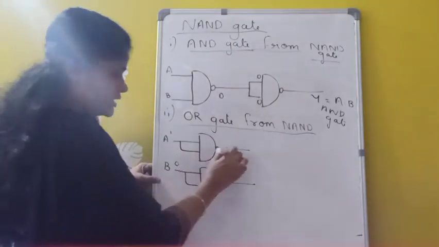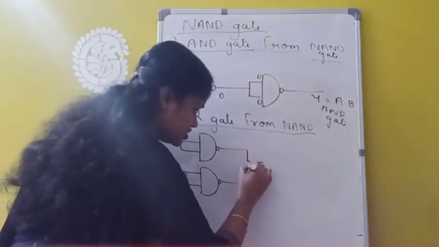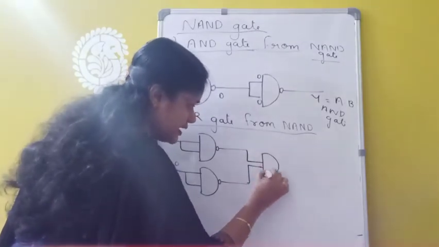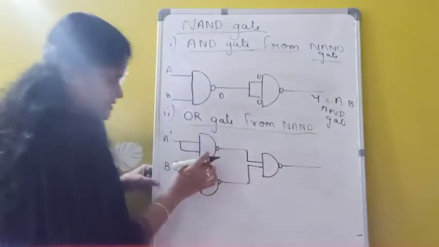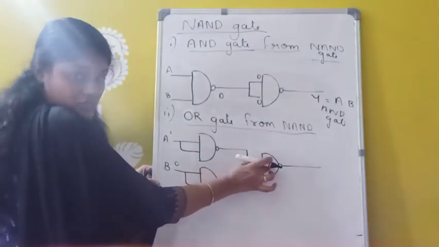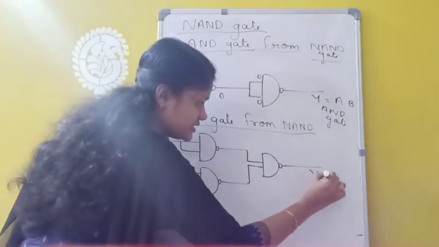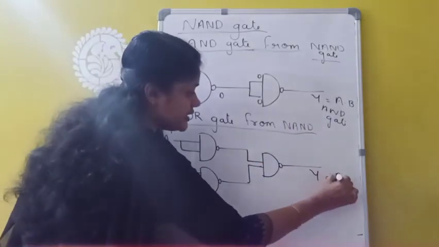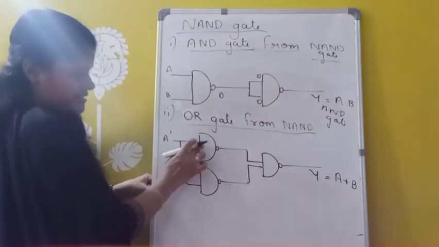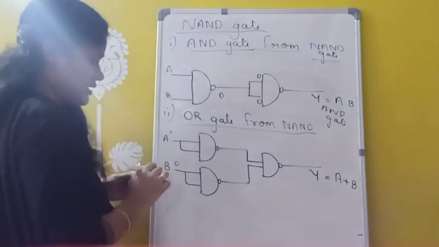Like this. Now the outputs of these 2 NAND gates are connected to another NAND gate, given to the input of another NAND gate. Then the output we are getting is A or B. So here we are using 3 NAND gates to get an OR gate. Okay. Now one more thing.